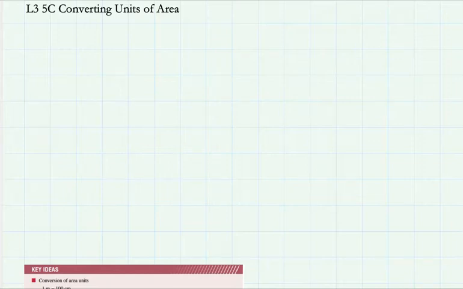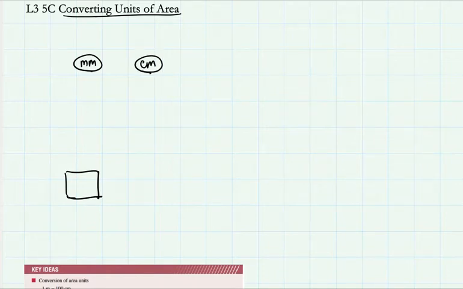In this video, we'll be looking at converting units of area. So in your notes, I'd like you to copy this down. Converting units of area. Let's start off with the smallest typical unit we use, millimeters. Now, millimeters, right? And the next one, centimeters.